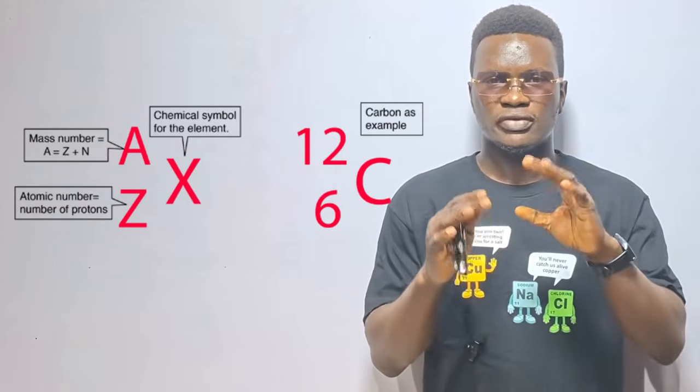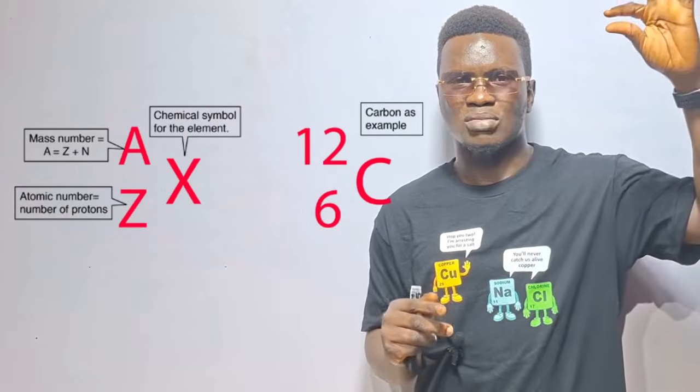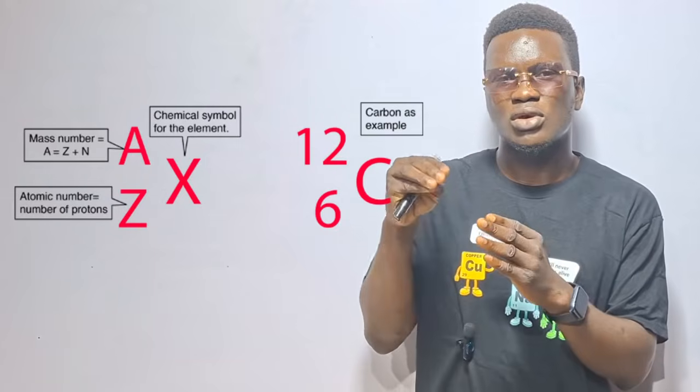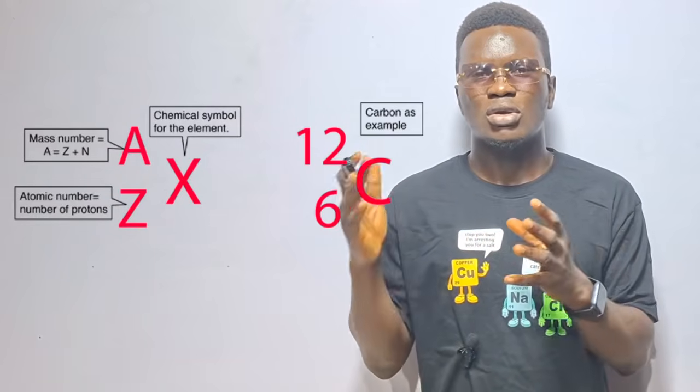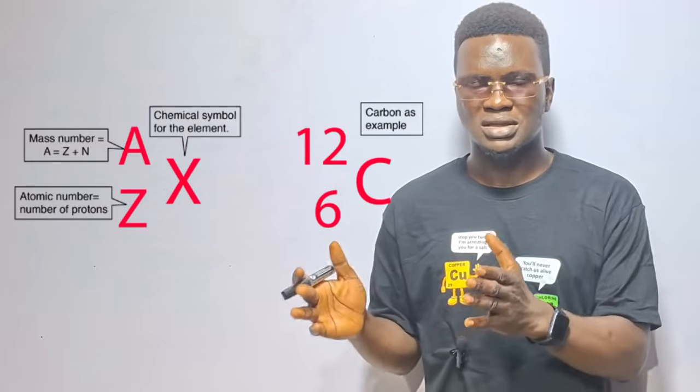So Z represents, for example, look at carbon. The atomic number is 6, the mass number is 12. So that is how you categorize it. And inside the nucleus is where you have the mass number: the number of protons plus the number of neutrons. It is called the mass number.